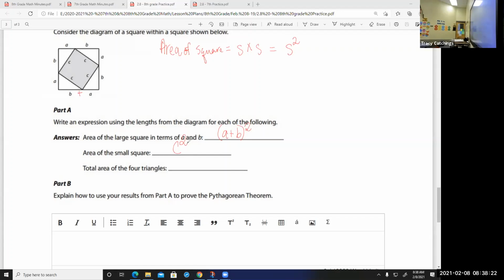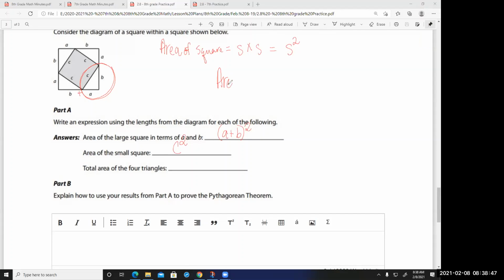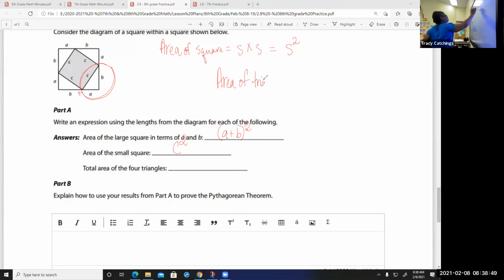All right, so now they say the total area of the four triangles. So now ignore the squares and just look at the triangle. How will we find the area of one of those triangles? How do you find the area of a triangle? Ain't it 1/2 BH? Good job.